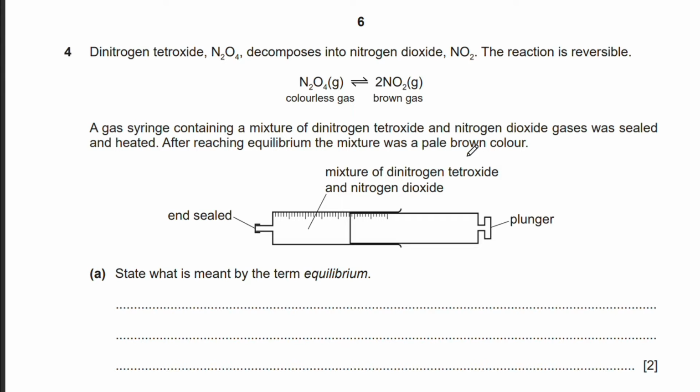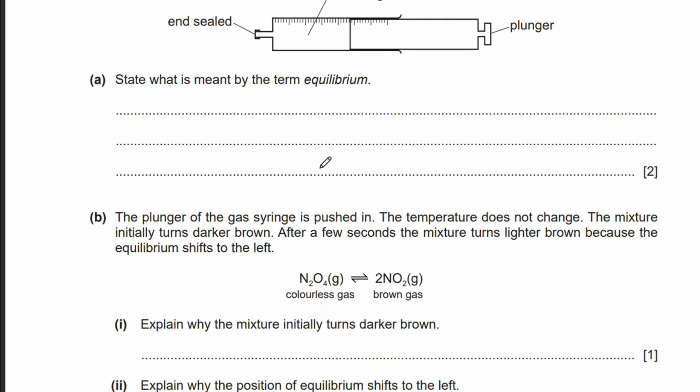A gas syringe containing a mixture of dinitrogen tetroxide and nitrogen dioxide gases was sealed and heated. After reaching equilibrium, the mixture was a pale brown color. Now, pale brown is because you have brown gas as well as a colorless gas. So that's why it is pale brown. Now, state what is meant by equilibrium.